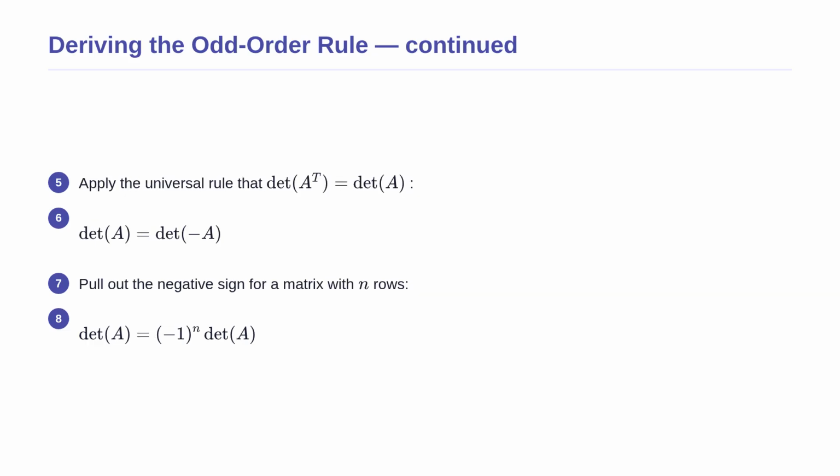Moving forward with our proof, there is a universal rule in algebra that the determinant of a transpose is always equal to the determinant of the original matrix. So the left side simply becomes the determinant of A. Now we must deal with the negative sign on the right side. When we pull a negative sign out of a matrix with n rows, we cannot just pull out one negative sign. We must pull out a negative one for every single row in the grid. Therefore, we multiply negative 1 by itself n times. This algebraic step is crucial because it links the size of the matrix directly to the sign of its determinant.